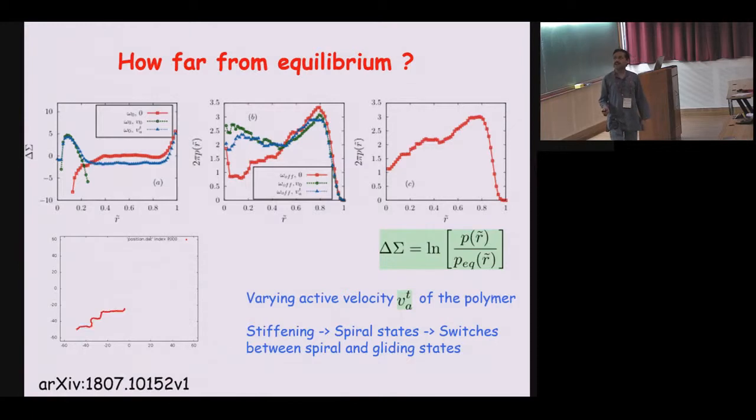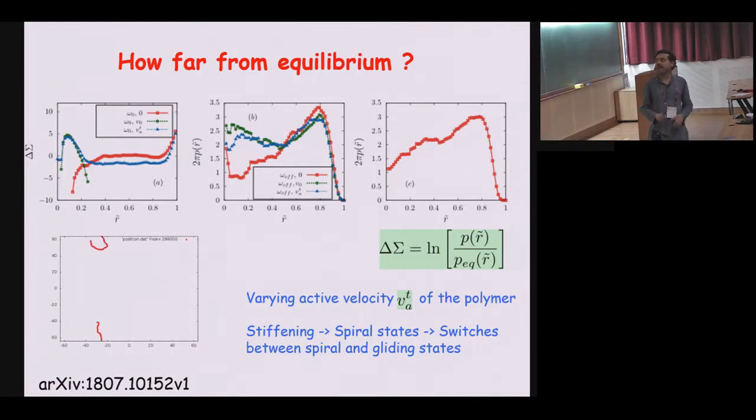Here are the end-to-end distributions, the probability distributions of the end-to-end vector, and what we find is that it's significantly affected. Let me just spend 2 minutes on this slide. Here we have kept the detachment rate load independent, which means that it's a constant detachment rate.